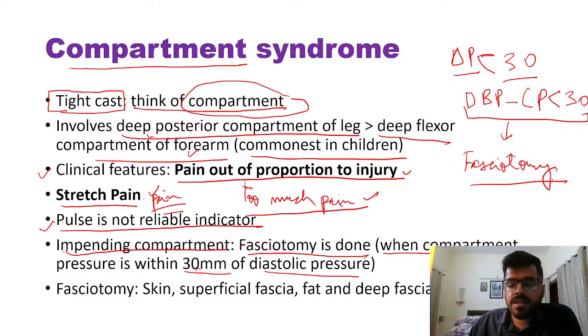So whenever there are tight casts, think of compartment syndrome. Deep posterior compartment of leg is most commonly affected. There is pain out of proportion to the injury. There is passive stretch pain, and pulse is not a reliable indicator.